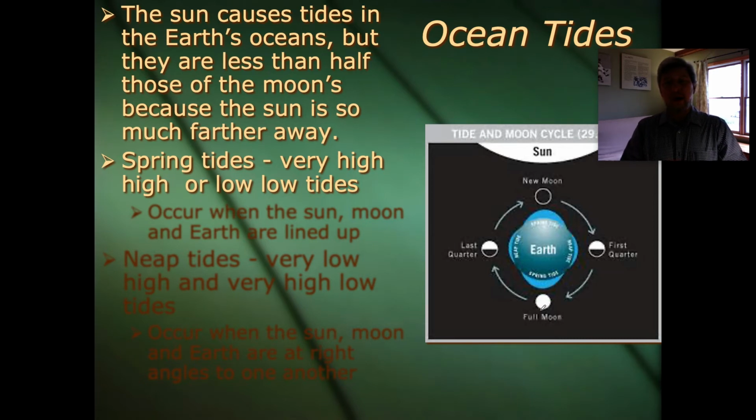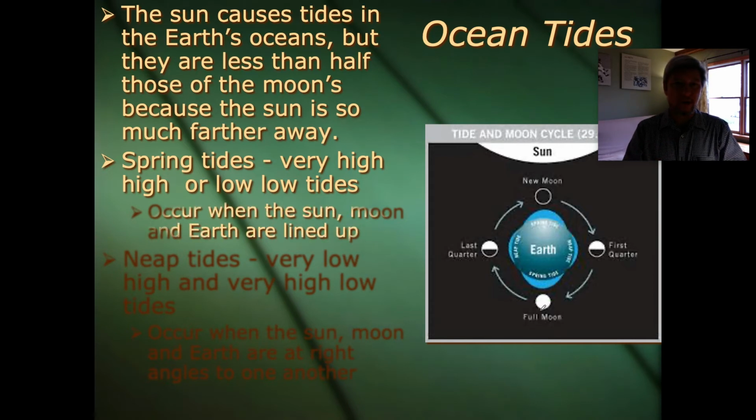And so a neap tide is when we have a very low high tide. All right, think about what I just said there. A very low high tide and a very high low tide. In other words, there's not that much movement in the water, in and out of the beaches.